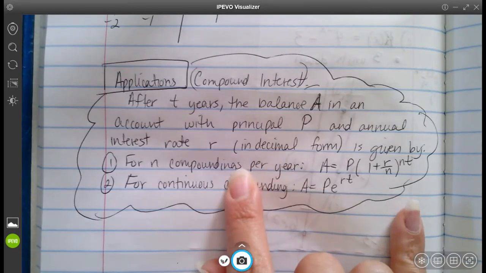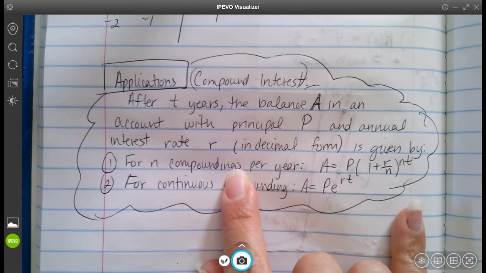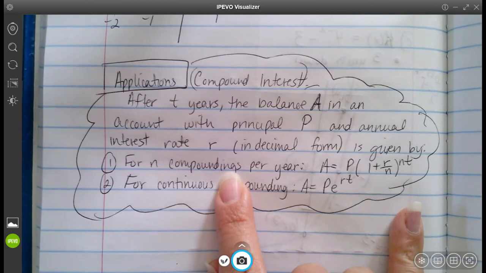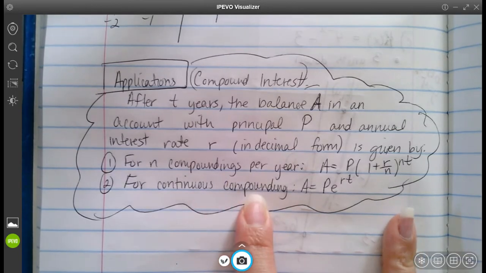So in other words, if you're adding more money or taking away money so many times per year, and then continuous compounding, which is just constant.